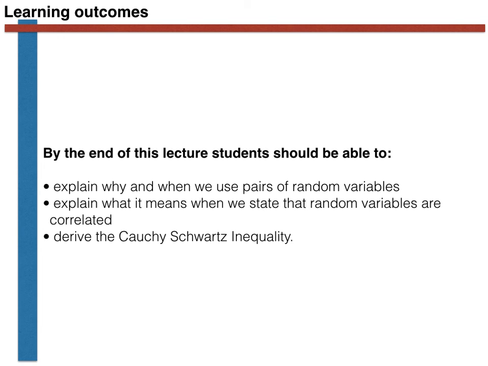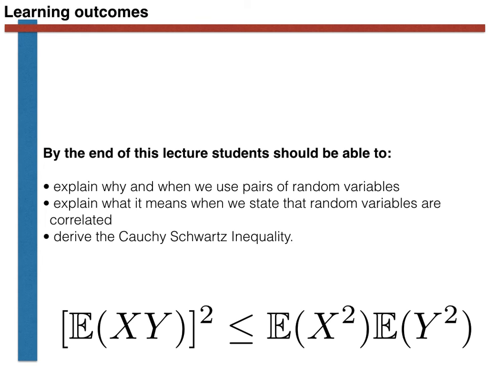Now that you have watched this video, you are hopefully able to explain why and when we use pairs of random variables, you are hopefully able to explain what it means when we state that random variables are correlated, and you are hopefully able to derive the Cauchy-Schwartz inequality. The most important result we have derived here is the Cauchy-Schwartz inequality.